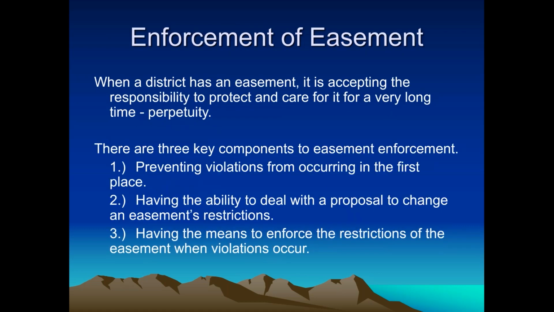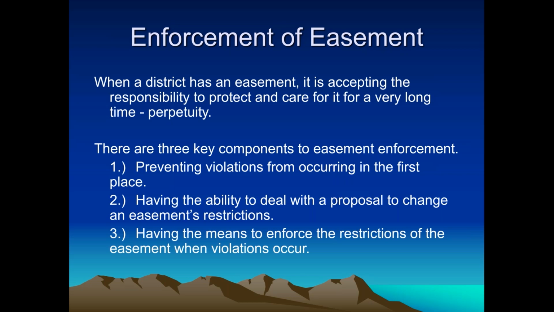Okay. The next thing I wanted to talk about was enforcement of easements. When a project sponsor has an easement, it is accepting the responsibility to protect and care for it for a very long time, because most of those easements are, of course, permanent and perpetual. There are three components to easement enforcement. One, of course, is preventing violations from occurring in the first place. That one, I think, is the most important by far.